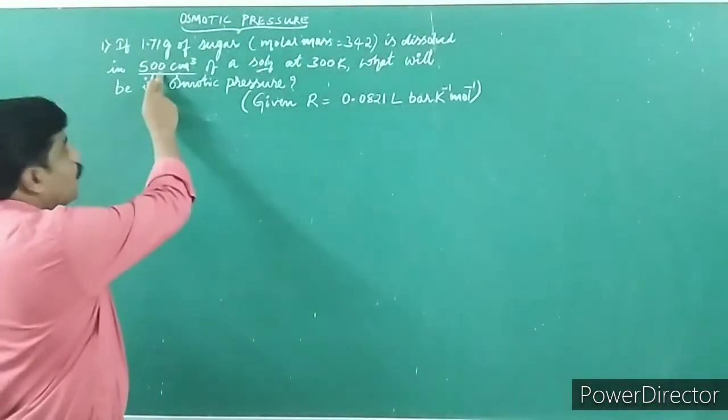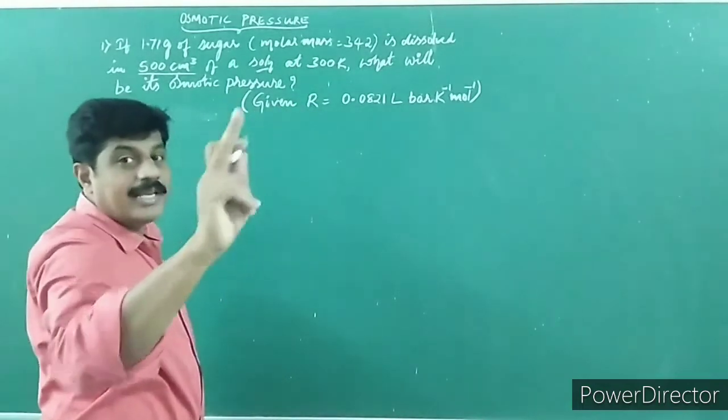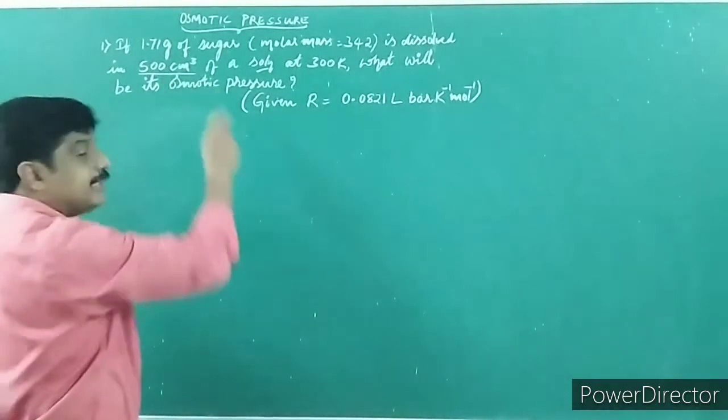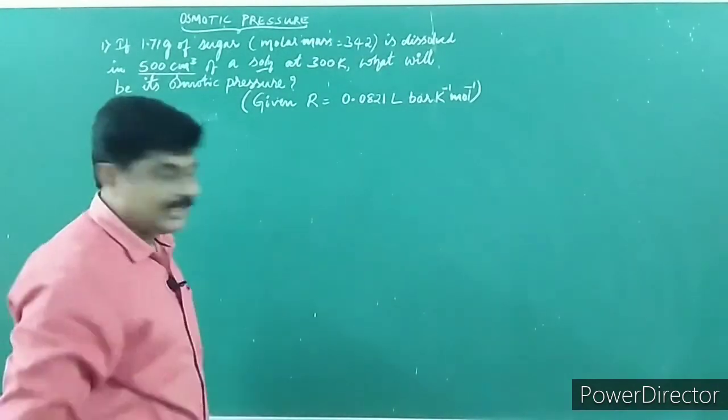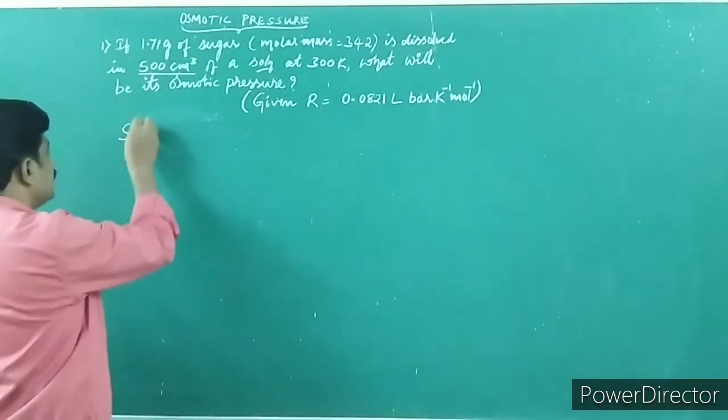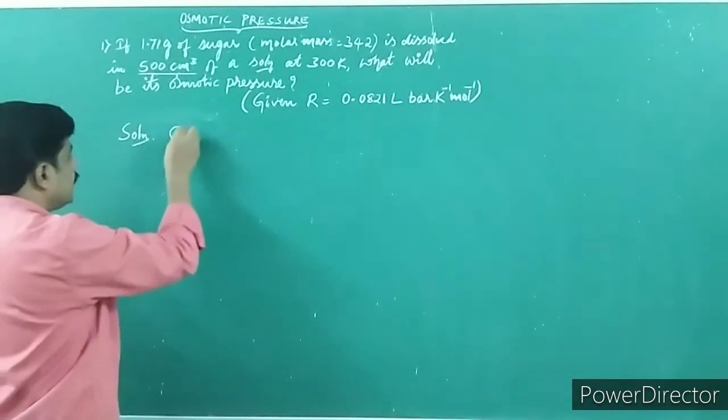Remember, 1 centimeter cube is equal to 1 ml. That means 400 centimeter cube is equal to what? Is equal to 500 ml. That you need to keep right. Let me solve this numerical. So, given data.